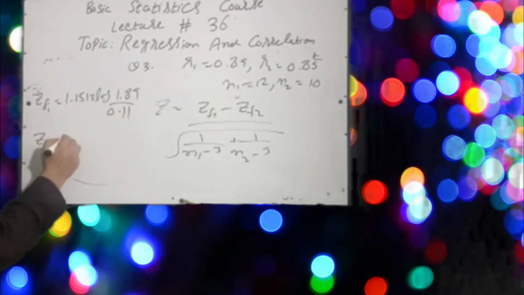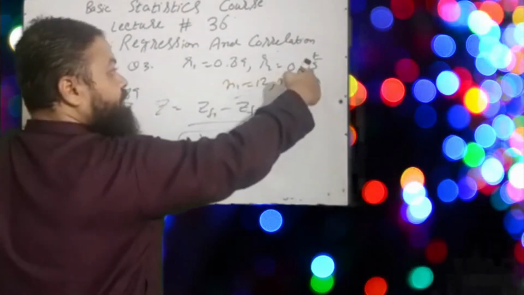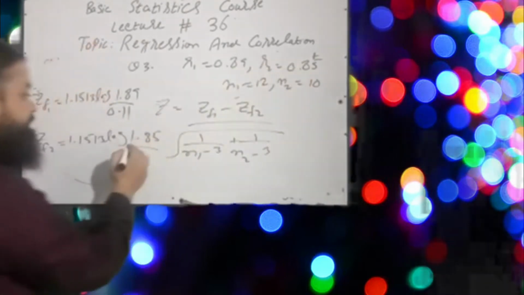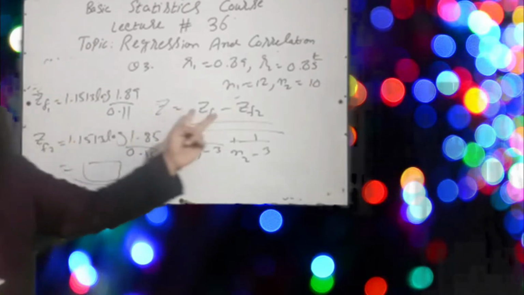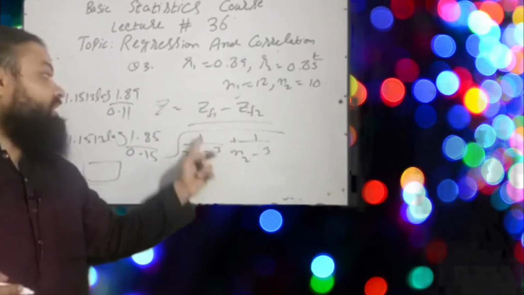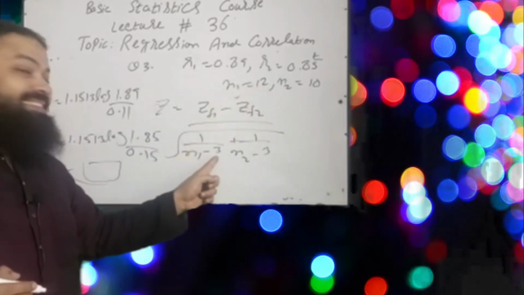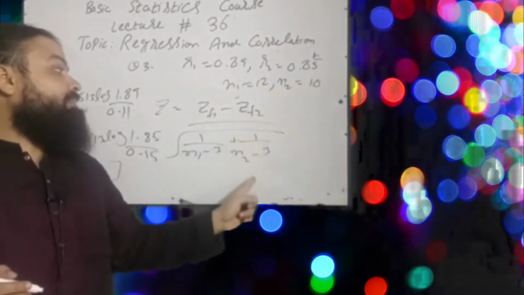Then Z_F2 will be equal to 1.1513 log of (1 plus 0.85) over (1 minus 0.85), that is 1.85 over 0.15. Find out the value of this. Just subtract them and substitute the values of N1 and N2. N1 is 12, 12 minus 3 is 9. 1 over 9 plus 1 over (10 minus 3), that is 1 over 7.